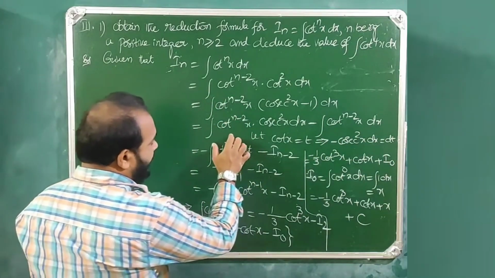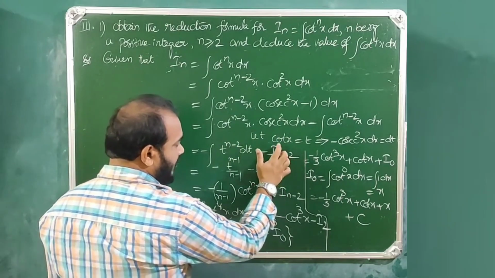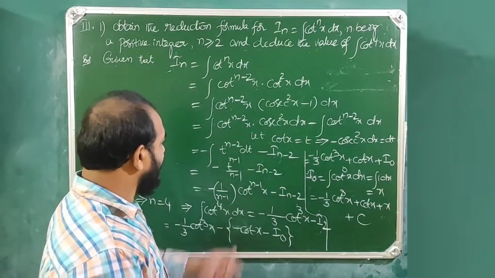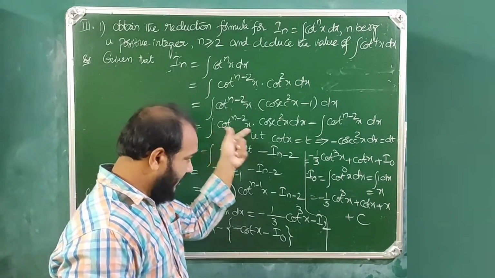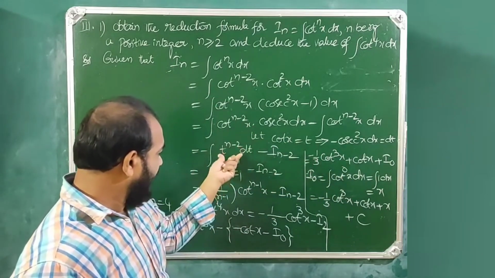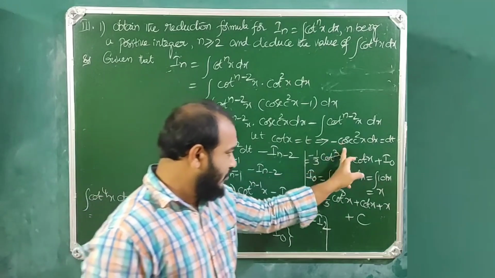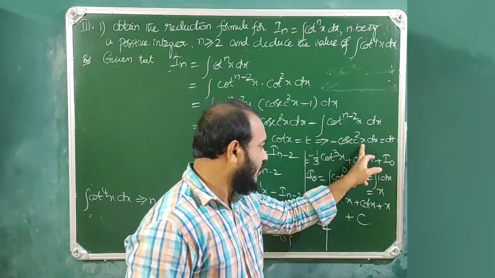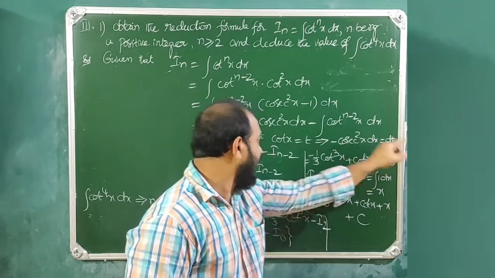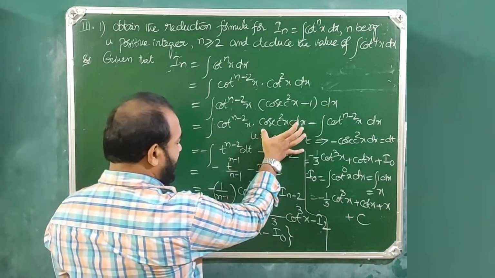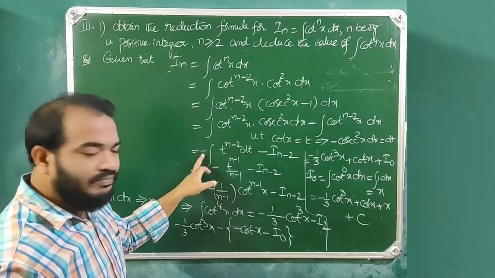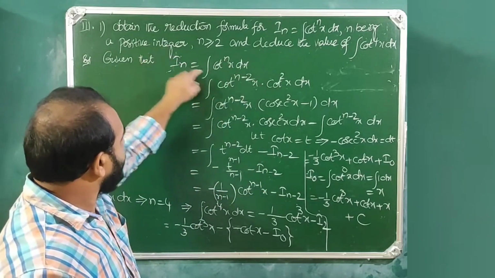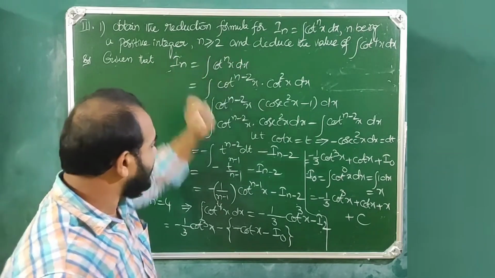Now, if I take cot x equal to t, then minus cosec²x dx is equal to dt. So this is (cot x)^(n-2), so cot x is t: t^(n-2) cosec²x dx, where cosec²x dx is minus dt, on multiplying by minus on both sides. Minus we have written outside. Minus, if integral cot^n x dx is In, integral cot^(n-2)x dx is I(n-2).